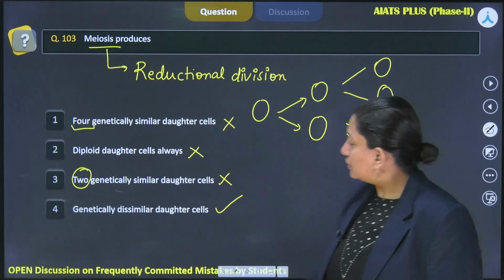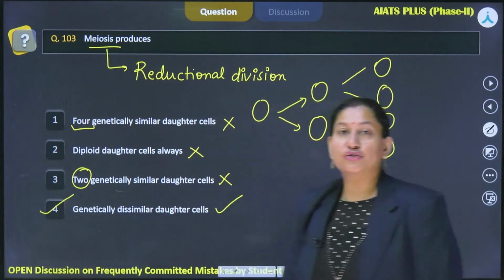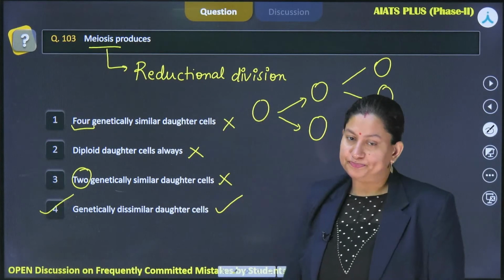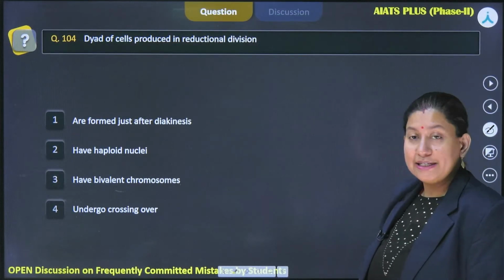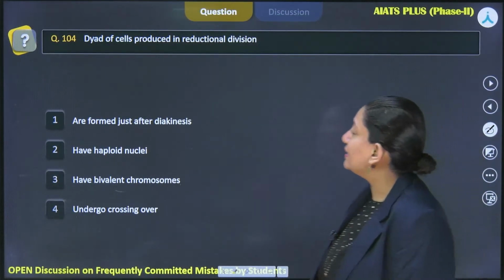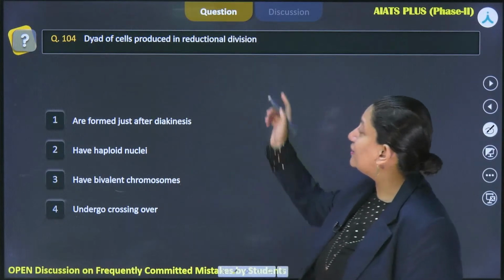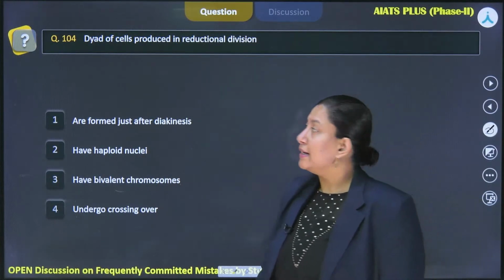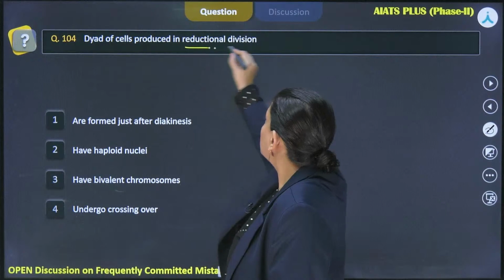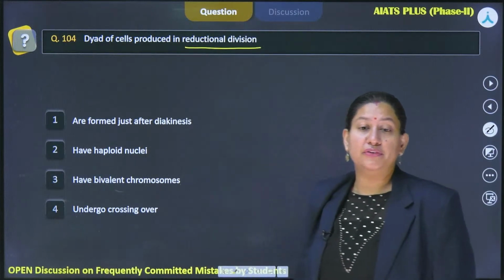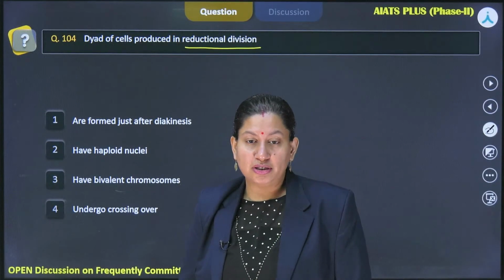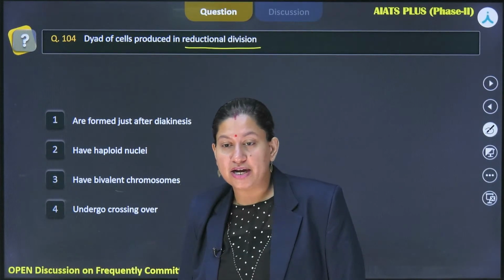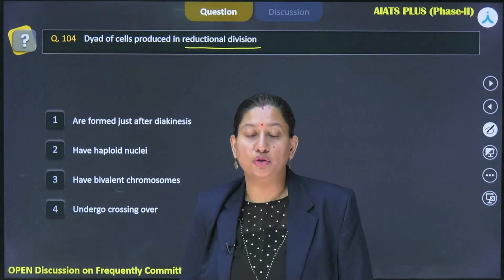So the correct answer for this particular question is going to be option number 4. Now let's move ahead to another question, again dealing with cell cycle. It says: dyad of cells produced in reductional division. As they have mentioned over here, can you explain tetrad or bivalent with respect to homologous chromosomes?